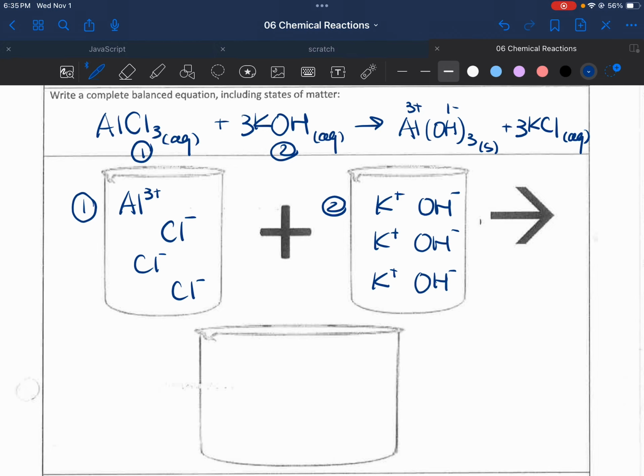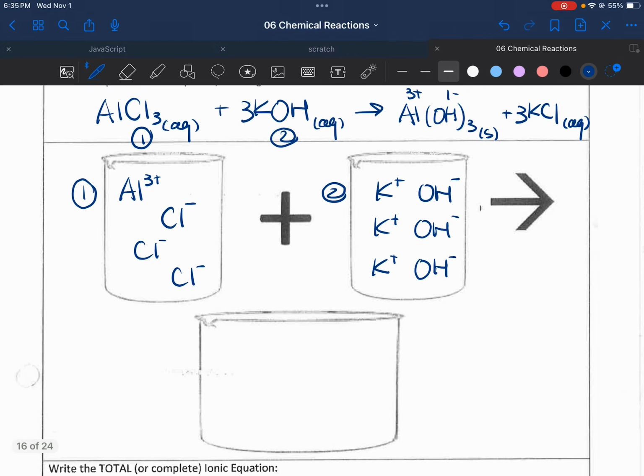Okay, so if these 2 are mixed in the beaker, in the products we have 1 solid and 1 aqueous. So I know that the solid is going to sink to the bottom, right? So I'm going to draw my aluminum hydroxide down here. This is all solids, right? And I also have 3 KCl aqueous solutions. So let's draw some K's and some Cl's in here.